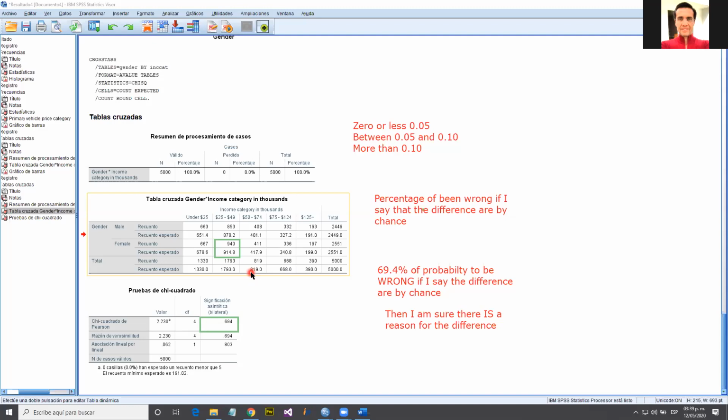If this result, 0.694, was 0, then I will tell you, no, I have no proof that women are getting more money than men, at least my customers. No, I'm talking about my customers.